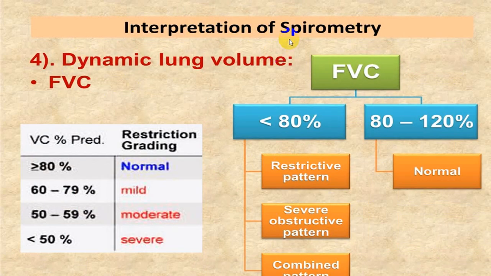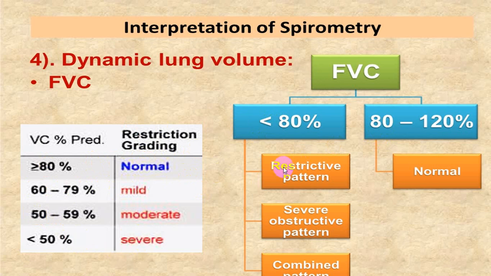If you look at the FVC alone, then FVC between 80 to 120 is normal. Less than 80, it is more in favor of restrictive or severe obstruction or combined pattern. And to find out the severity of restriction, you go for the percentage. If it is more than 80, it is normal. If it is less than 80, between 60 to 80, mild. Between 50 to 60, moderate. And less than 50, severe.